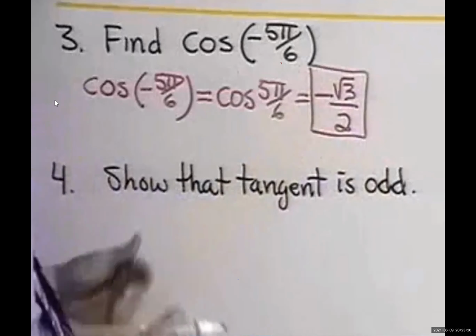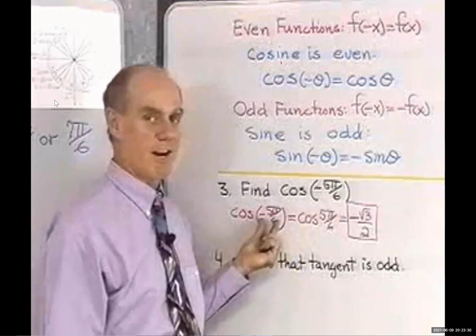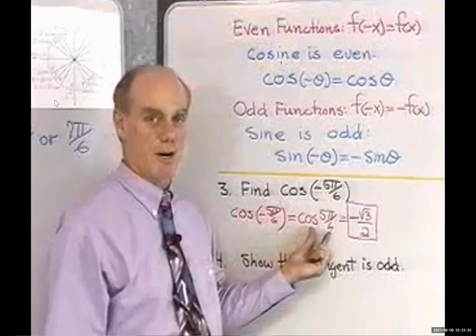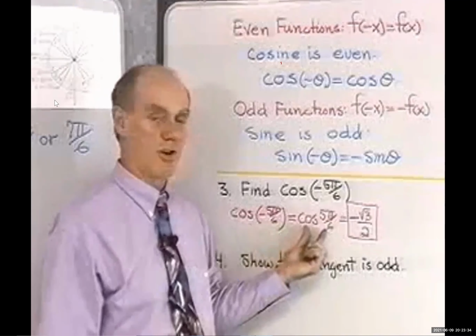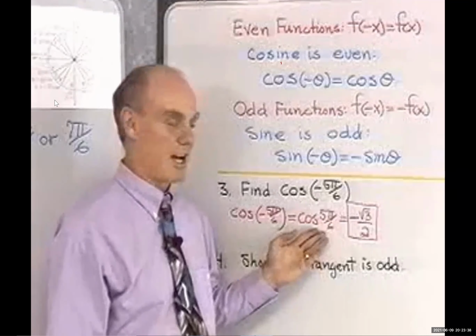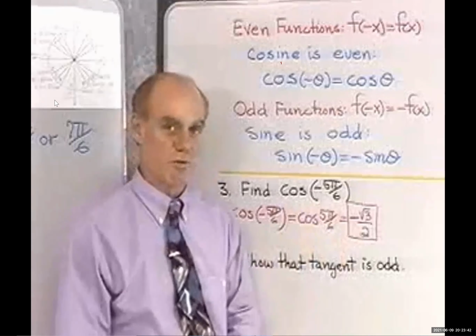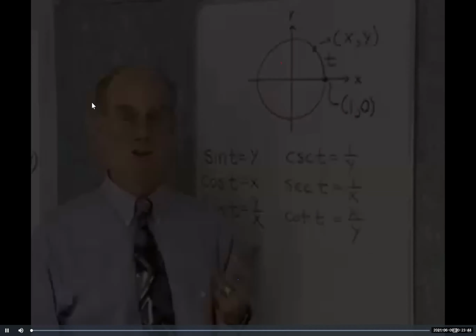So here I use the fact that cosine is an even function to write cosine of negative 5 pi over 6 as just cosine 5 pi over 6. And I do that because cosine is an even function. Then I use the unit circle or whatever other means I have to find the cosine of 5 pi over 6. That turns out to be negative square root 3 over 2.